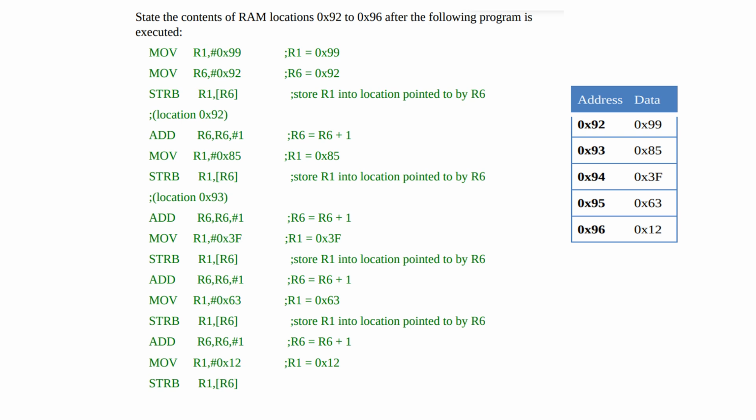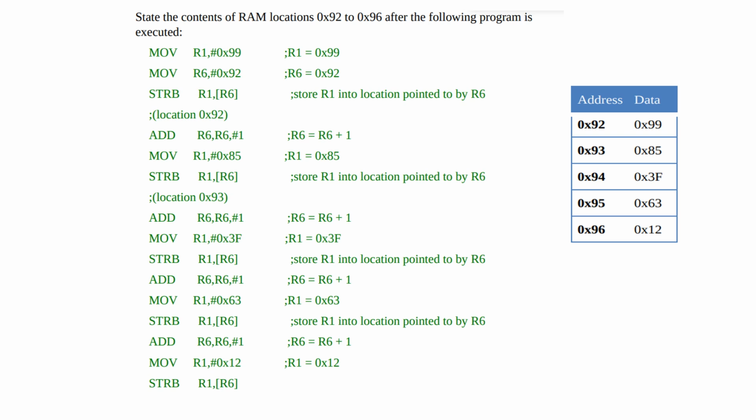The next statement is MOV R6, #0x92. So 92 will enter into R6. This is hexadecimal 92. Then again, STRB R1, R6. What happens here is the contents of R1 are transferred to the location pointed to by R6. The location pointed to by R6 right now is 92. R1 is 99, so 99 will enter into the location 92. Right? I hope it's clear.